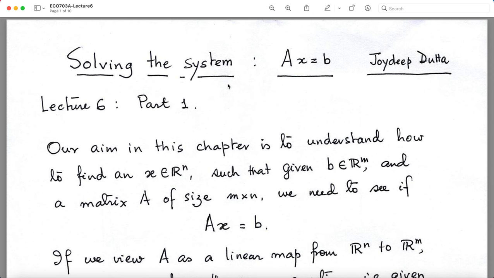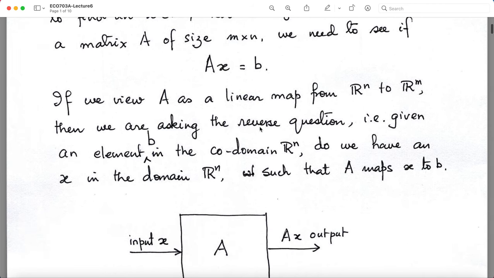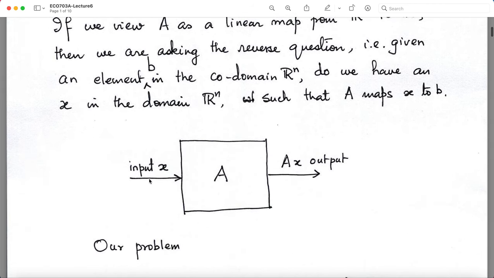So here we are going to have a matrix A of size m by n, and we are given a vector b in Rm, and we ask: what is the vector x in Rn such that when A is multiplied with x, the resulting vector is the b vector? From a functional perspective, looking at the matrix A as a linear map from Rn to Rm, this is basically asking the reverse question, a kind of inverse operation, in the sense that given an x, you have an output Ax, which we expect to be b if b is given.